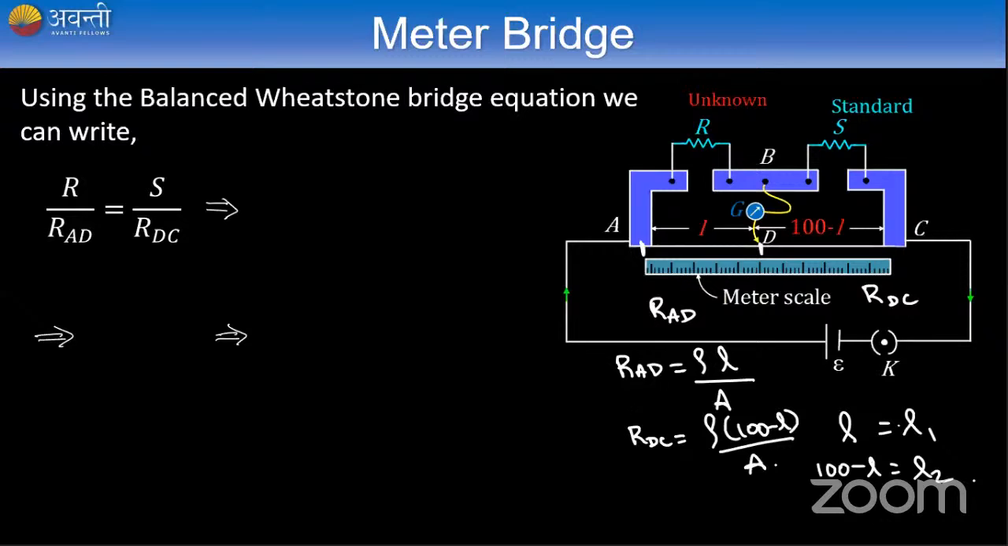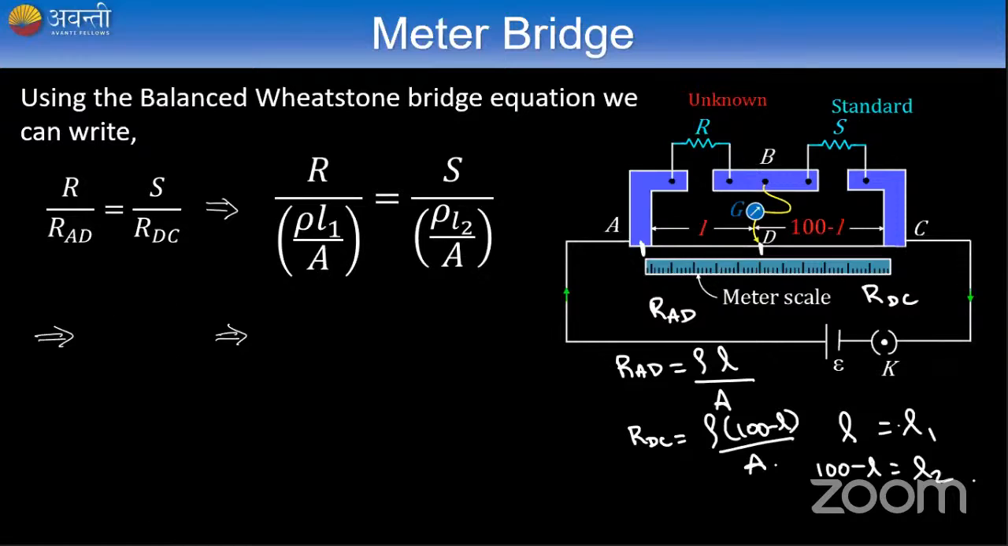Now on substituting, we get R by rho L1 by A equals S by rho L2 by A, where rho is the resistivity, A is the area of cross section, L1 is the length L, and L2 is the length 100 minus L. Now what can we cancel out from this equation? Yes, we can cancel out the values of rho and A on both sides. Then the expression becomes R by L1 is equal to S by L2.